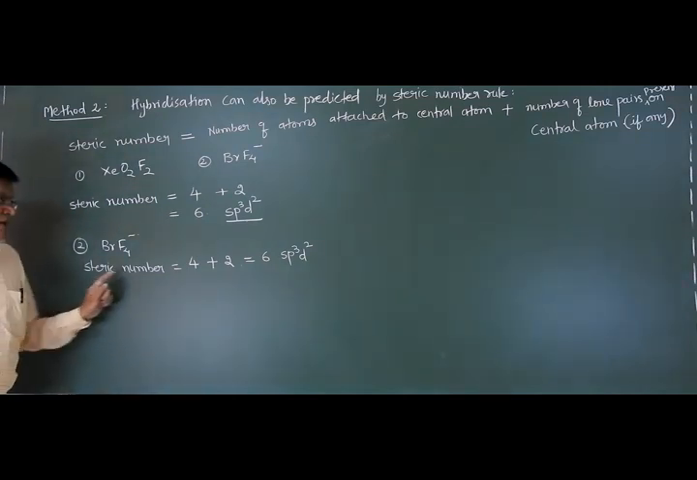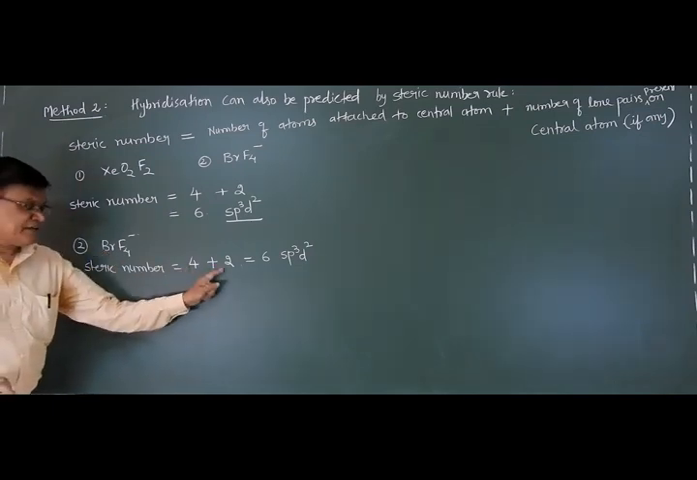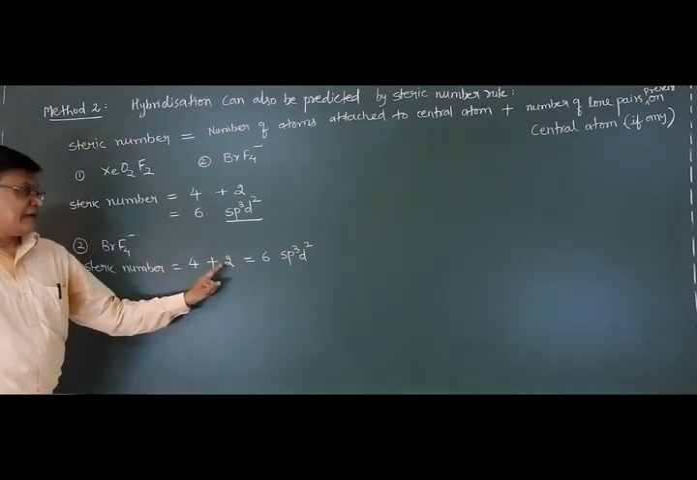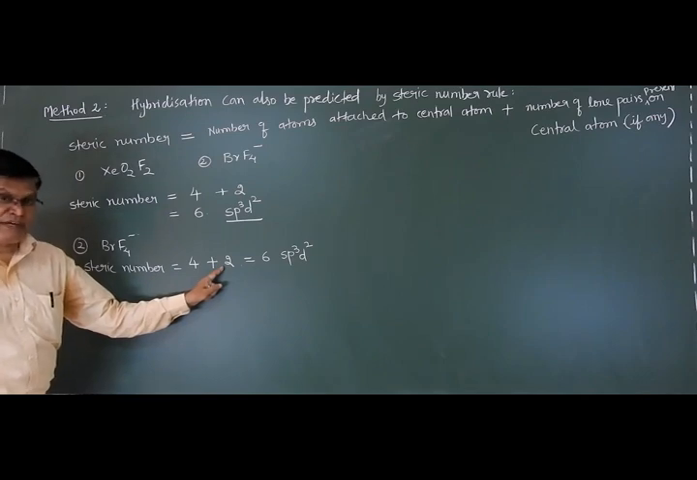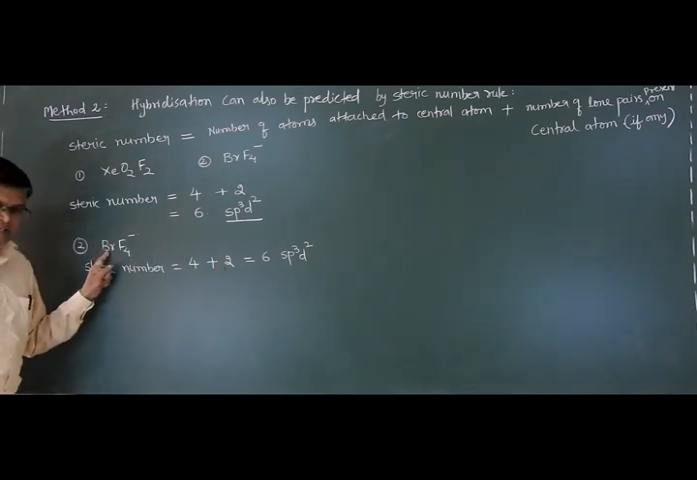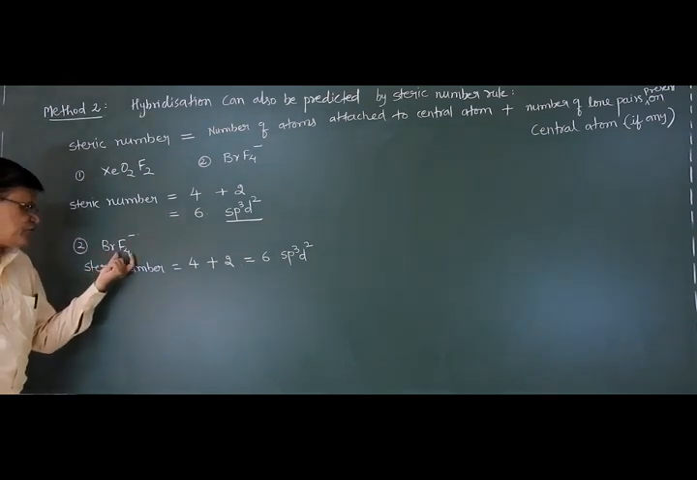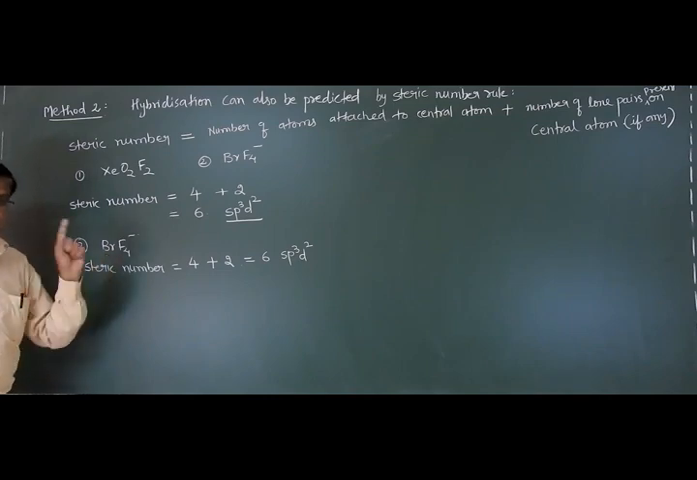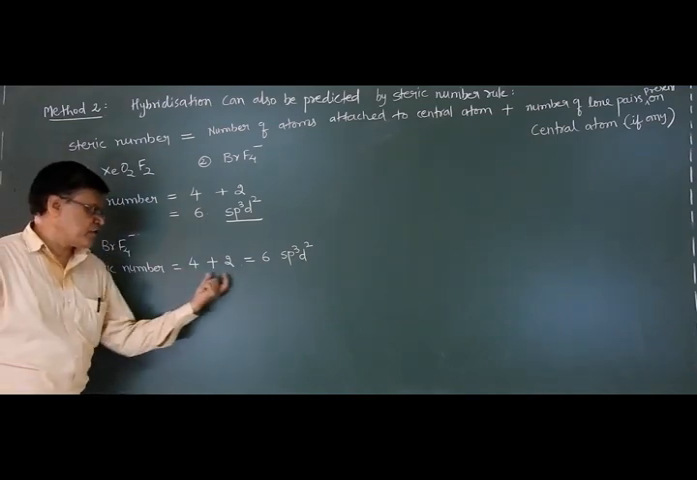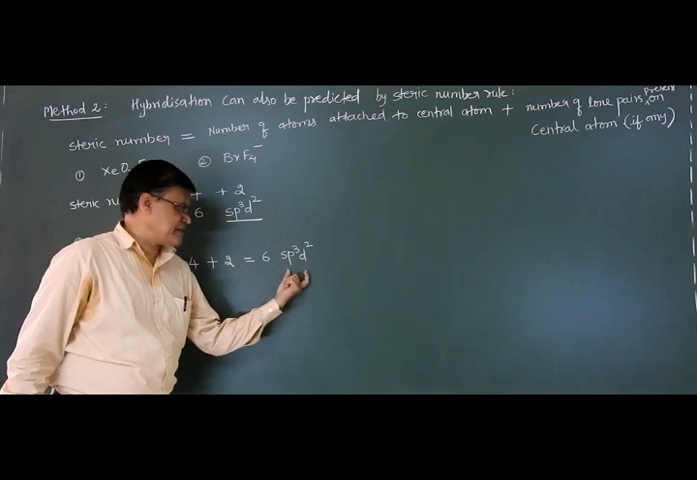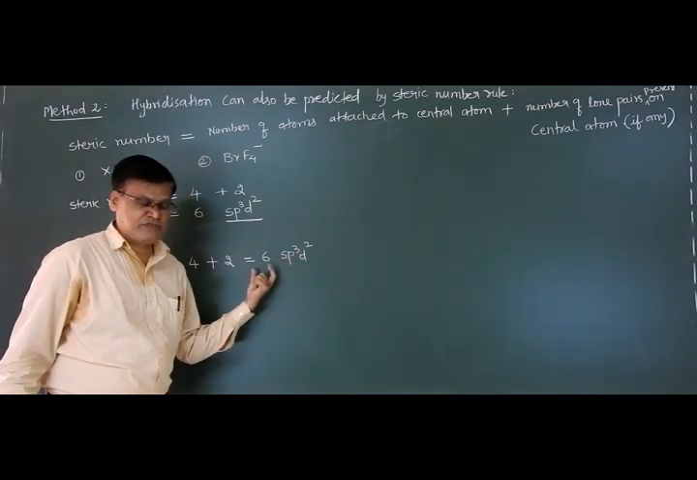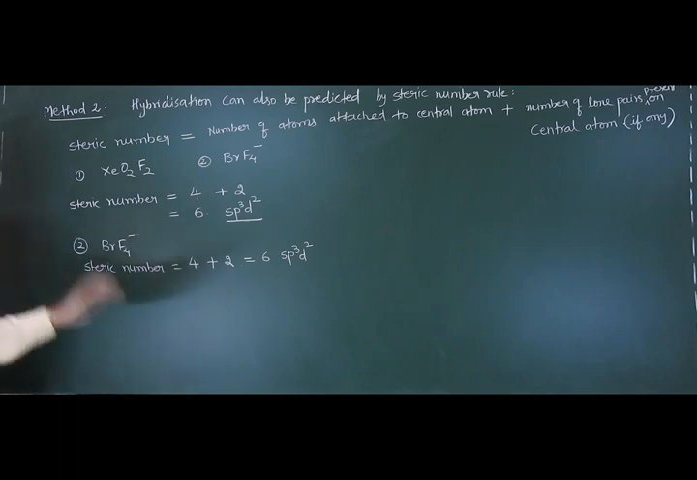Understood here? See once again. The number of atoms attached to the central atom is 4. The point is we have to find out the number of lone pairs present on the central atom. Bromine has 7 valence electrons, 1 negative charge is there, total 8 electrons are present. Out of 8 electrons, 4 are involved in bond formation. Then 4 electrons are present on the central atom. 4 electrons means 2 lone pairs. 4 plus 2, 6, sp3d2. This is the second method.